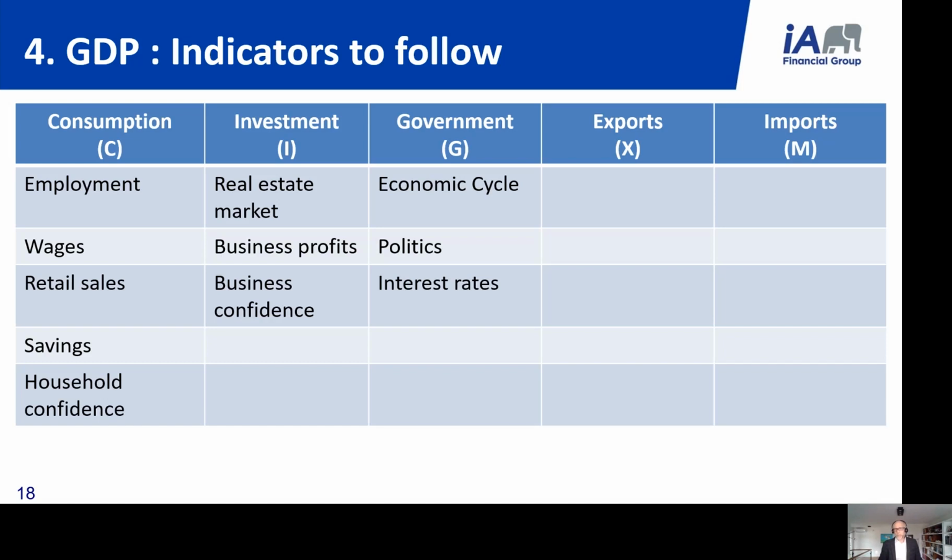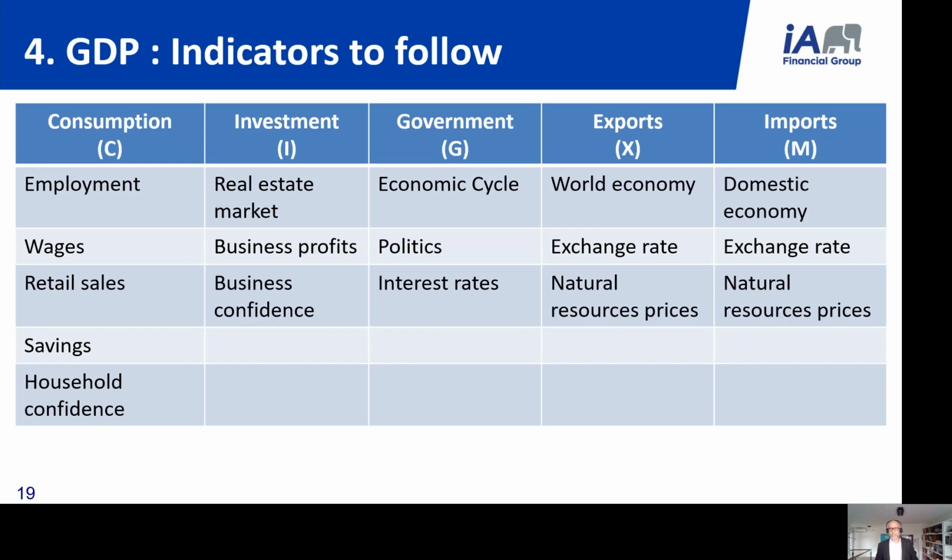And interest rates. So of course, most of the government's money comes from taxation, but they also have to borrow on the market. So interest rates is how expensive is it to get some funds. Finally, exports and imports, similar components here. So economic data, exchange rate, and natural resources prices.